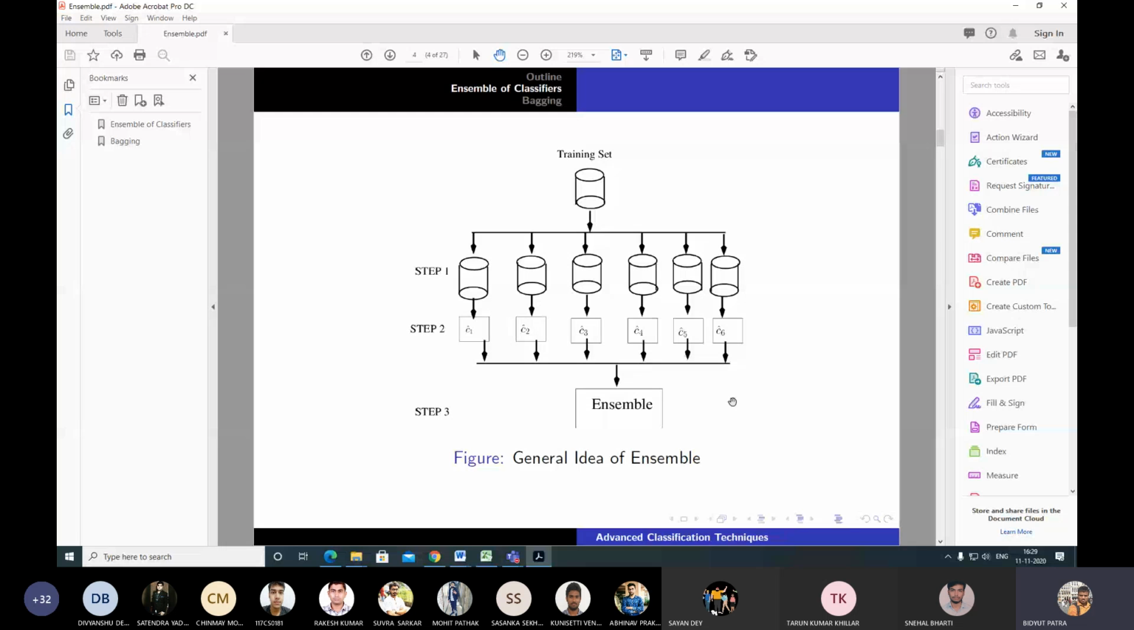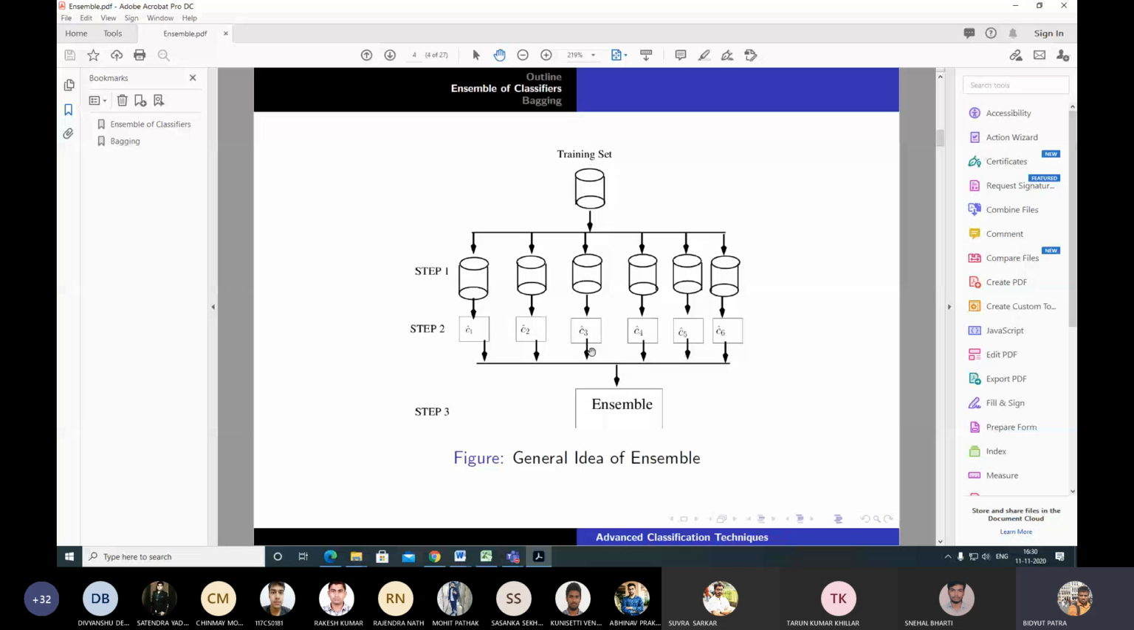Once you understand this one, then maybe today's class is over. Okay. Instead of running a single classifier, number 1, you run multiple classifiers. And then what do you do with multiple classifiers? One assumption is that all these classifiers should be independent of each other. Then what will happen? Suppose C1 makes mistakes, there is a chance that C2 will not make the same mistake because both are independent of each other. Based on this, the ensemble of classifiers is developed.